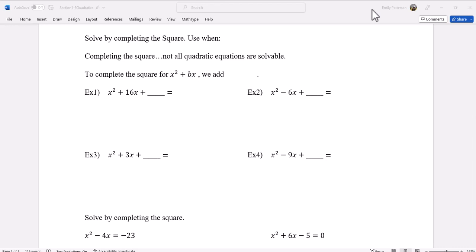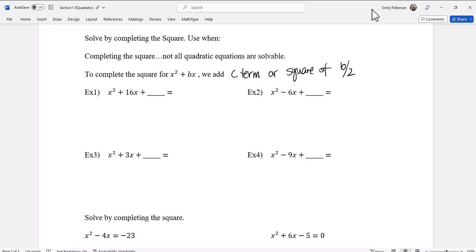Solving by completing the square turns any trinomial into a perfect square trinomial. And so what we're trying to do, we're trying to add the c term, or the square of b divided by 2.